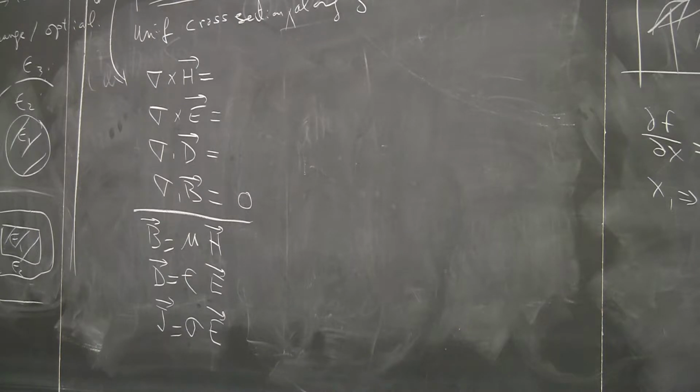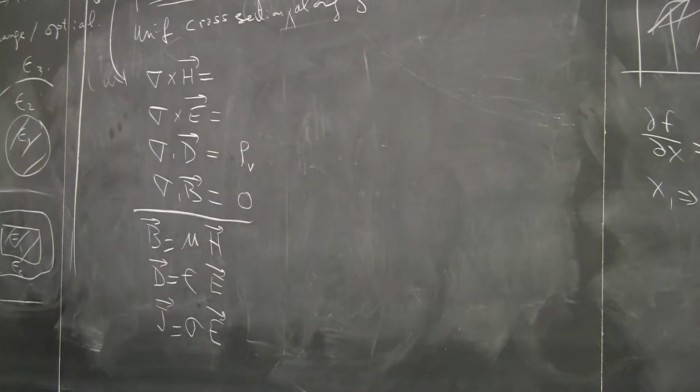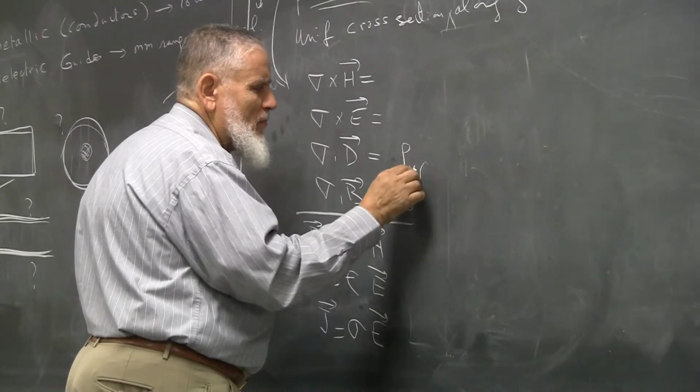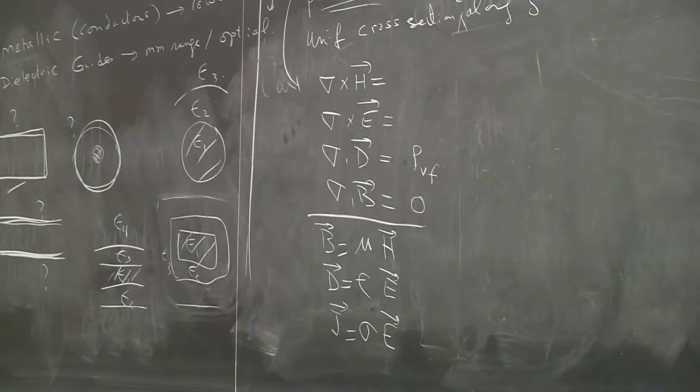When did we have fields last? A long time ago. What's rho sub v? Volume charge density. Volumetric charge density. Any charge? Or do we add the subscript F? The free charges. Right? The free charges in the media, the volumetric density, contribute to the divergence of E.